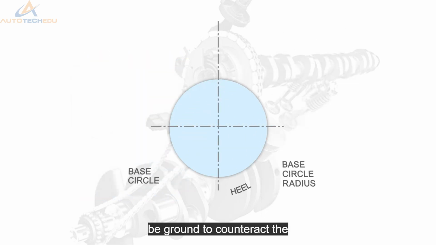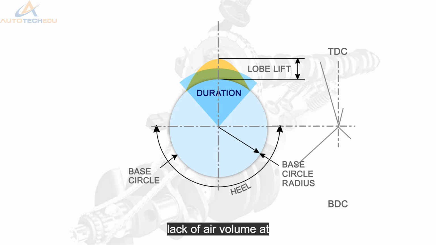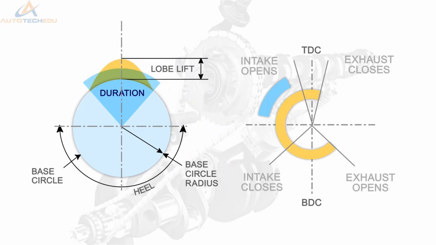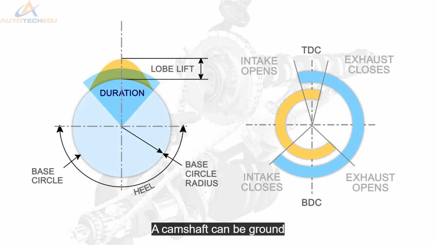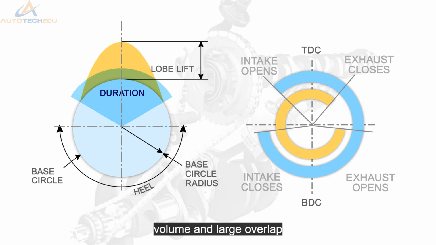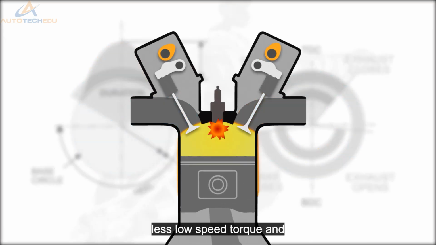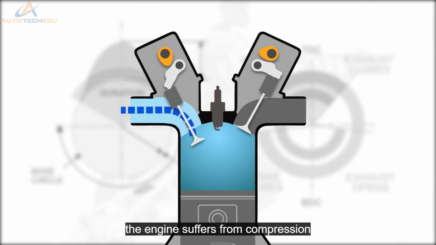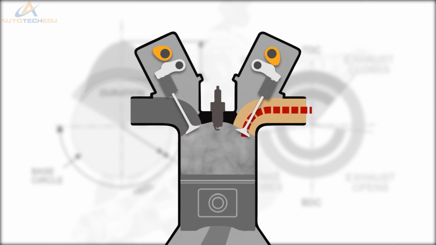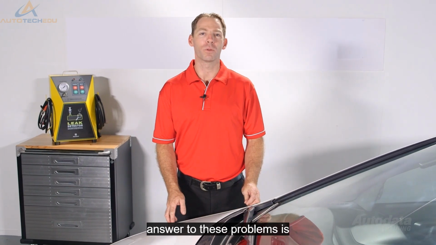Camshaft lobes can be ground to counteract the low airspeed, but consequently, the engine suffers from lack of air volume at high crankshaft RPMs. A camshaft can be ground with high lift and steep opening angles to maximise air volume and large overlap to promote cylinder scavenging. However, this type of camshaft produces less low-speed torque and the engine suffers from compression losses at idle, increasing undesirable emissions. One answer to these problems is cam changing VVT.